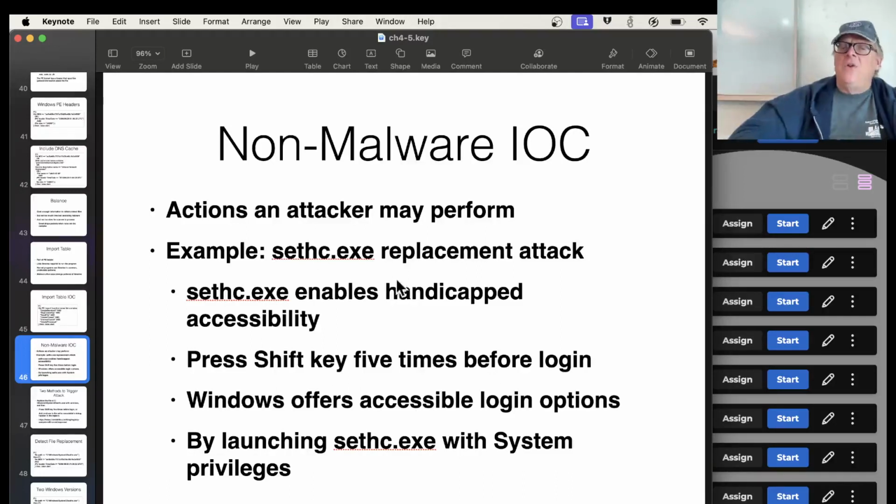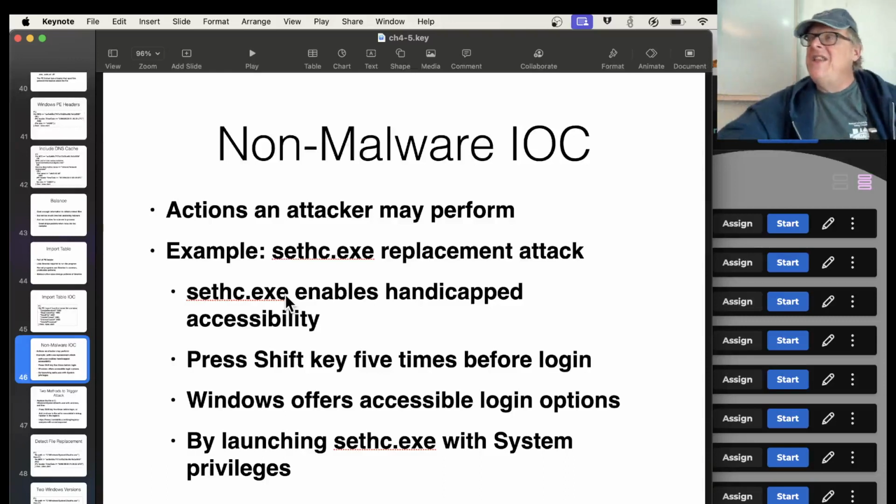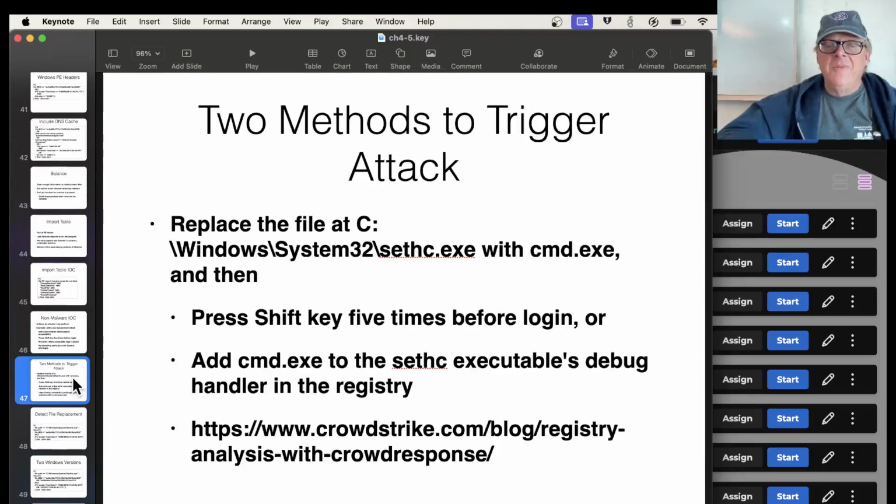Anyway, there's an old attack called the SethC replacement. It still works on older versions of Windows, where you change one file. This is the file launched if you press the Shift key 5 times. That's the clue that I'm handicapped and I want to use the on-screen keyboard or something. But if you replace that file with cmd.exe, then pressing the Shift key 5 times gives you a command prompt as SYSTEM, and you can hack into the box. That's an old trick.